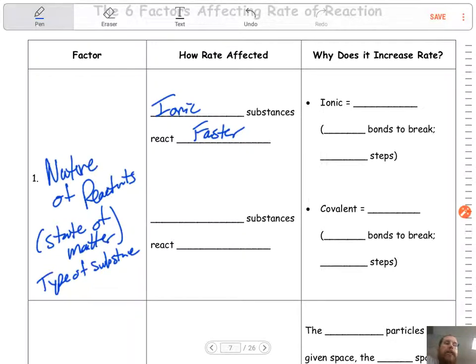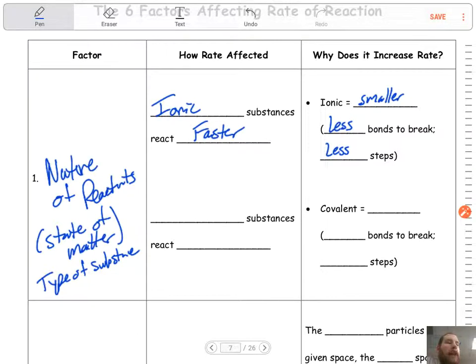Well, one, they have ions. We know that they break up into ions, so ions typically are smaller than compounds that stay together. So what that means is that ionic compounds tend to be smaller. There are fewer bonds to break, which means there are going to be fewer steps.